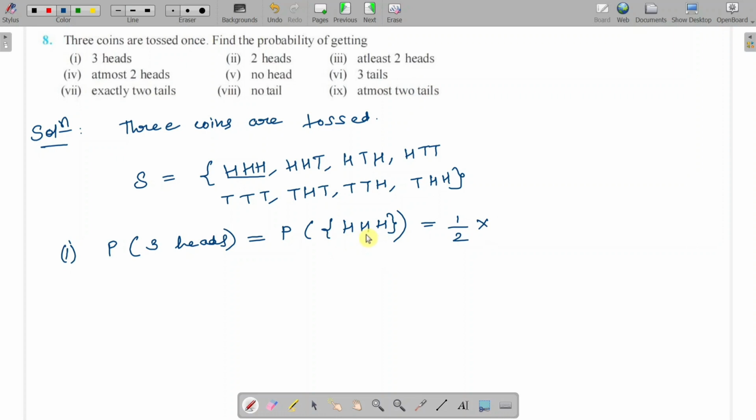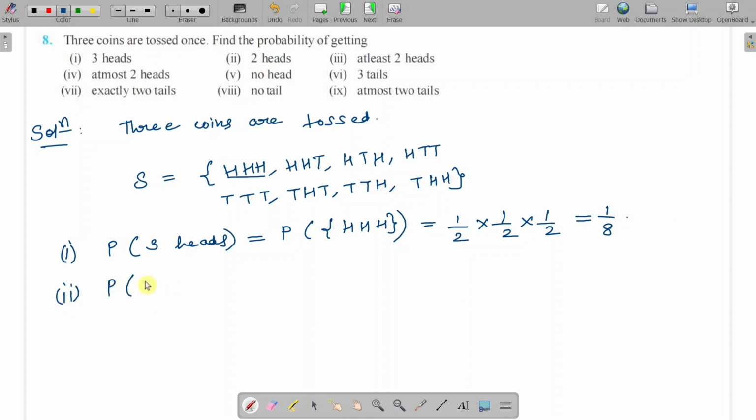again, why into? Because the outcomes are independent. Okay, so half, that means the occurrence of the second outcome does not depend on the first one, right? So half into half into half we will get here. So that means 1/8 we will get.